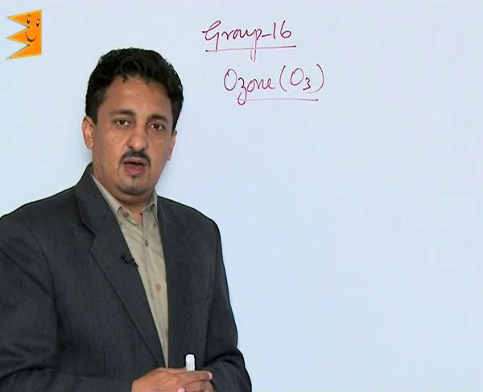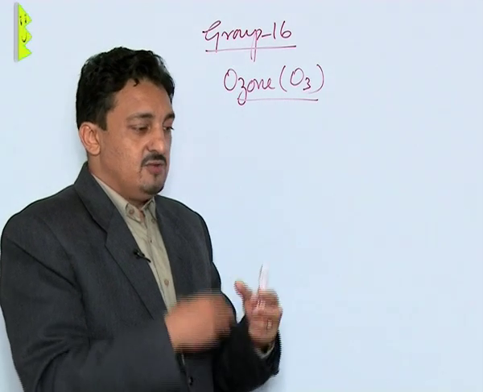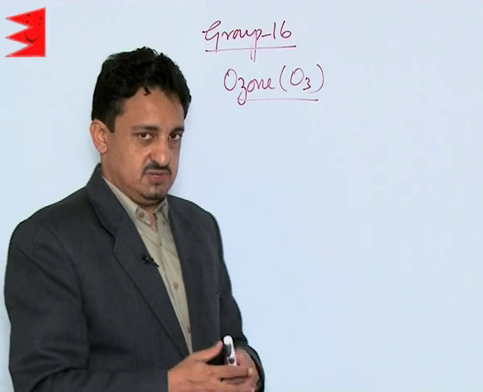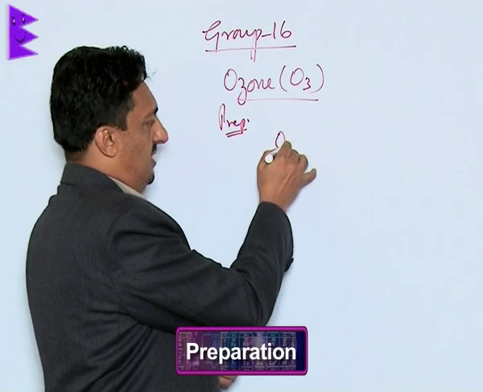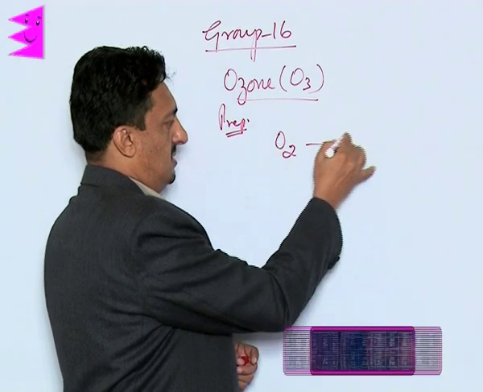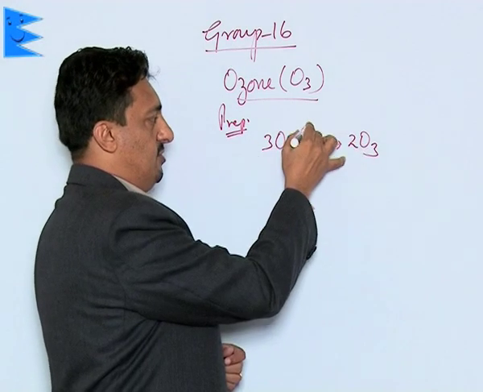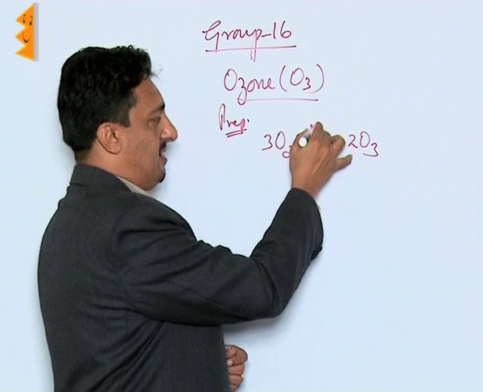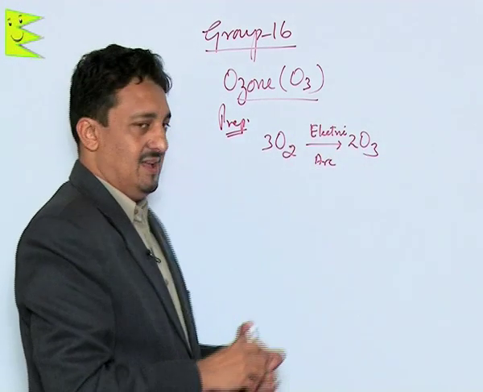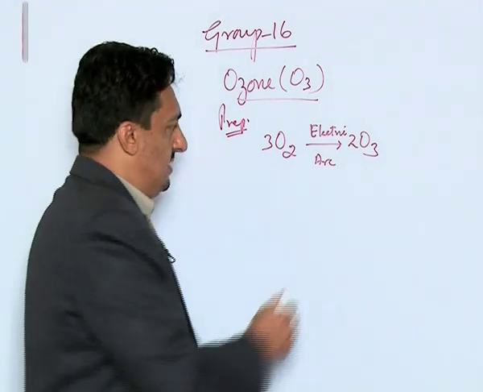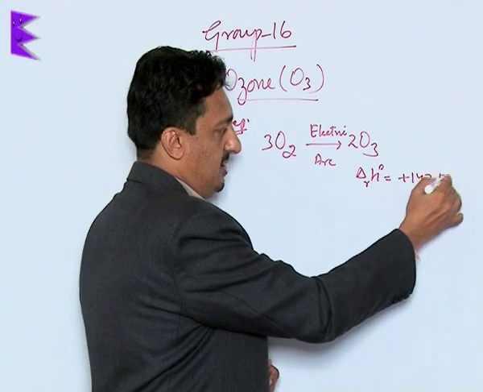into the Earth's atmosphere. So it's very useful, but what is most important is that you understand its preparation and its decomposition. Now, if we see its preparation, it is prepared from oxygen. This is how it is prepared, and under the influence of an electric spark or electric arc, it gets changed to ozone. The enthalpy of this reaction is plus 142 kilojoules per mole.